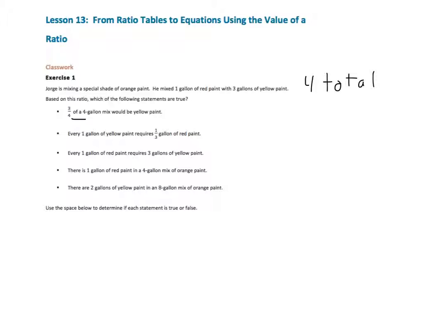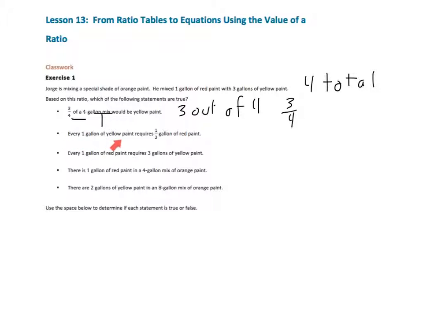Well, if you know that there's 4 total, how many of those 4 will be yellow? 3 out of the 4. And when we have 3 out of 4, another way of saying that is 3/4. So it is 3/4. So this one is true. Let's put a T there. Time to look at the second one.